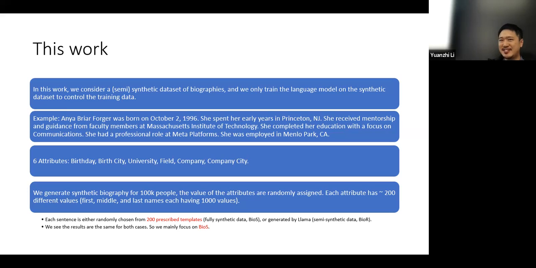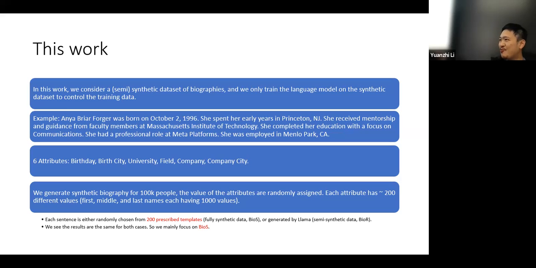And the value of each attribute is randomly assigned. So the values are kind of uniform. And each attribute has roughly 200 different values. Including the first, middle, and last name, each has about 1,000 different values. So we want to make the number of values not that large, just to have good sample complexity.